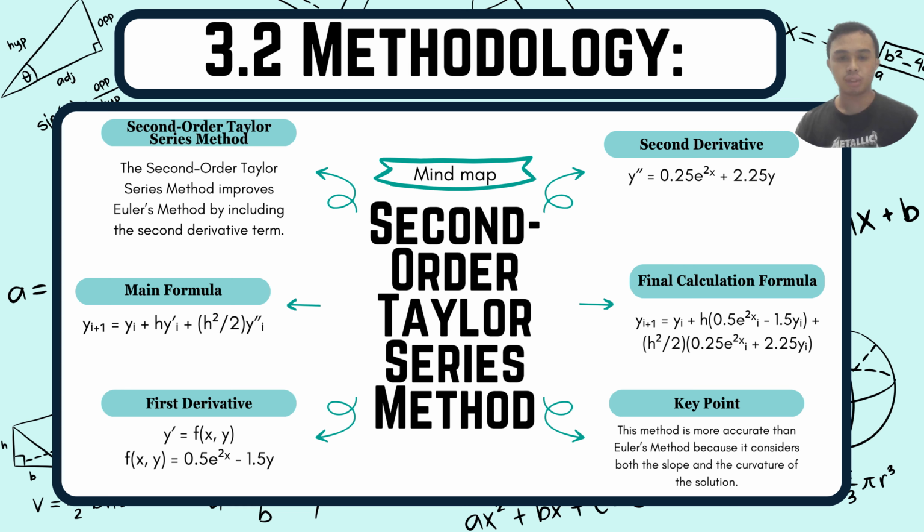which is 0.5 e^(2x) minus 1.5 y. The second derivative used in this project is y'' equals 0.25 e^(2x) plus 2.25 y. By substituting this into the Taylor formula, we obtain the final calculation formula shown in this slide. Overall, the second order Taylor series method is more accurate than Euler method because it includes both the slope and the curvature of the solution.